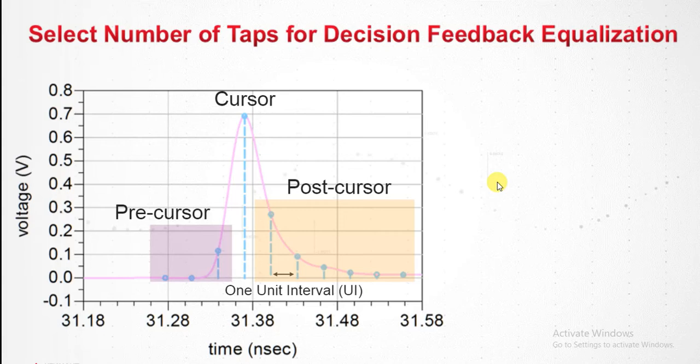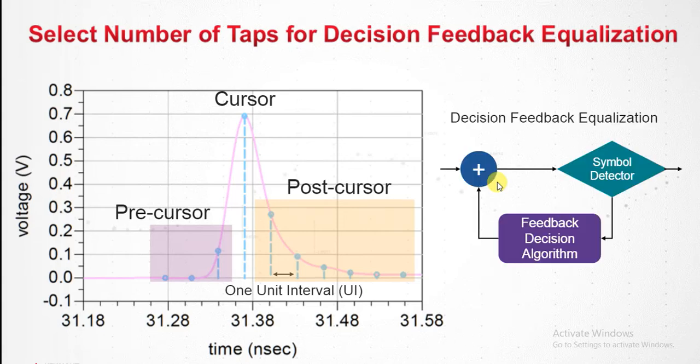Having the knowledge, we can put it into decision feedback equalization, where the received signal comes in at the plus sign, the summer. It goes through a symbol detector where the decision is made. After this decision is made, there will be a feedback decision algorithm that goes back to the summer to correct what's happening.